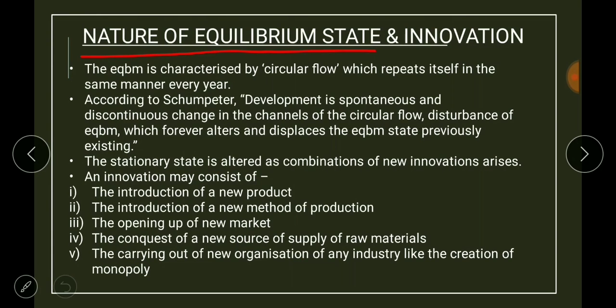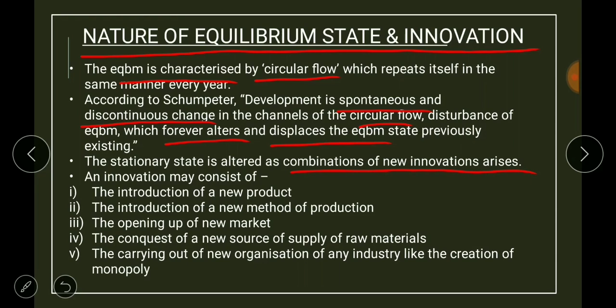Nature of equilibrium state and innovation in this analysis. Schumpeter considered the equilibrium is characterized by circular flow, which repeats itself in the same manner every year. According to Schumpeter, development is spontaneous and discontinuous change in the channels of circular flow. Disturbance of equilibrium forever alters and displaces the equilibrium state previously existing. So, a stationary state can be altered as new combinations of innovation arise.